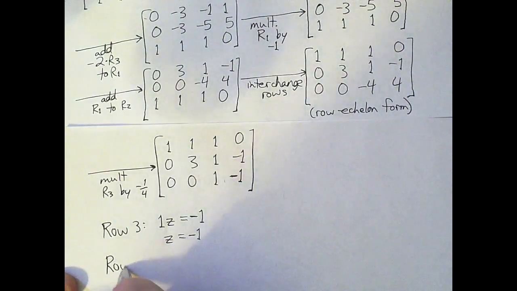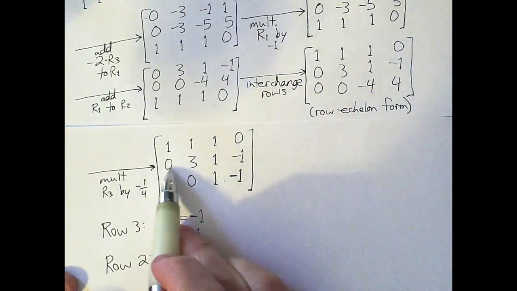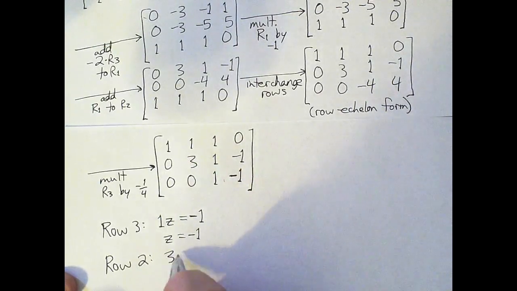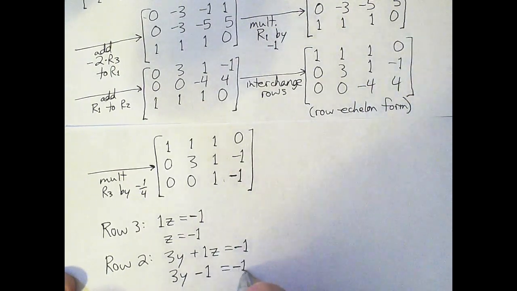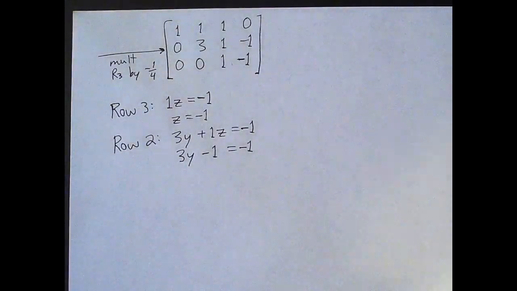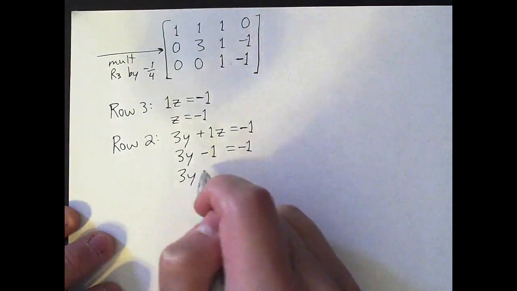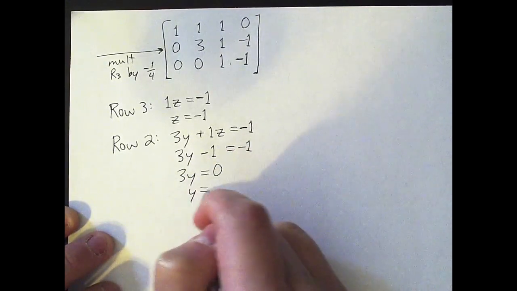Then I move up to row 2. This is substitution, so we'll have to put that -1 in somewhere. Row 2 says 0x plus 3y plus 1z equals -1. So it looks like that once you put in the correct thing for z. And 3y equals, add 1 to both sides. 3y is 0, so y is 0.